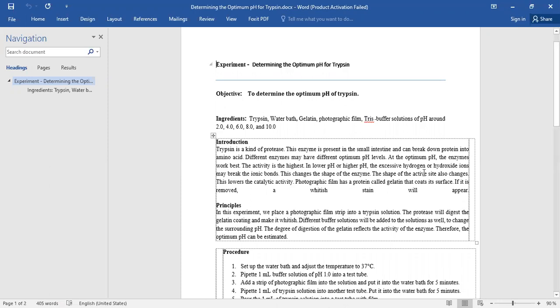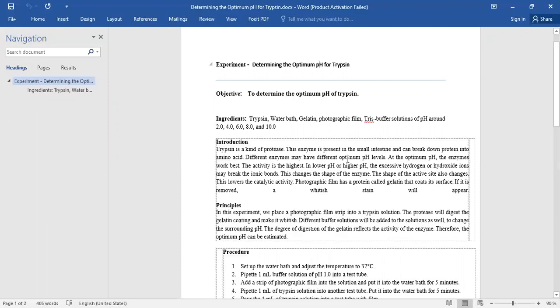Today I am going to discuss the topic: to determine the optimum pH for trypsin. So, what is trypsin? Trypsin is an enzyme found in the small intestine, and it can break down protein into amino acids. Trypsin has lytic activity and can convert protein into amino acids.